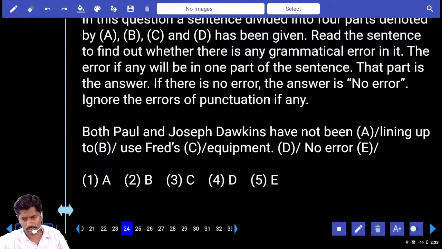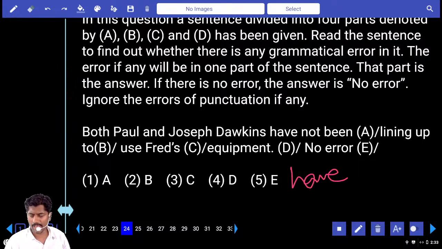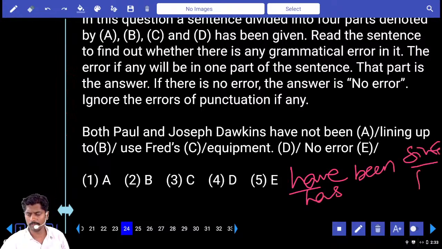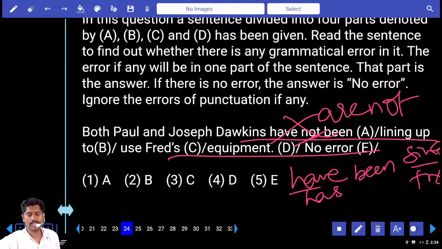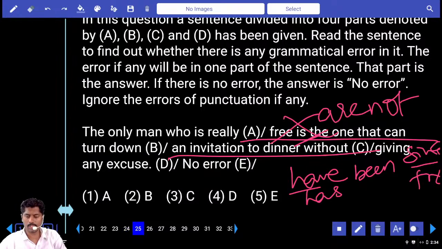Paul and Joseph Dawkins have not been lining up to use Fred's equipment. Whenever we take have been, has been, తీసుకున్నప్పుడు ఏముండాలి? Since గాని for గాని ఉండాలి. I've been sitting here since 2 p.m. I've been sitting here for 30 minutes. So, if time is not given, simply take both Paul and Joseph Dawkins are lining up. Are peteskonde, sorry, are not, negative kada, are not lining up. Have been radu. Have been will come if since or for is there.